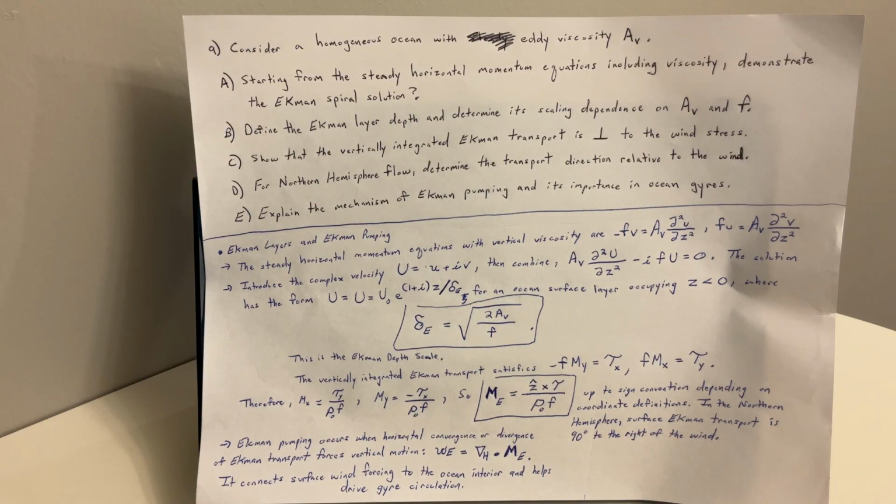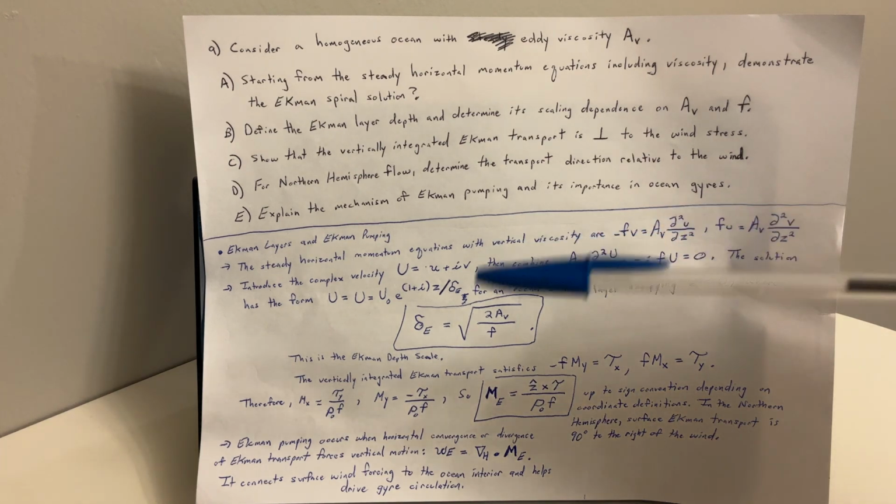And letter C, show that the vertically integrated Ekman transport is perpendicular to the wind stress. Letter D, for northern hemisphere flow, determine the transport direction relative to the wind. And for letter E, explain the mechanism of Ekman pumping and its importance in ocean gyres. So, Ekman layers and Ekman pumping.